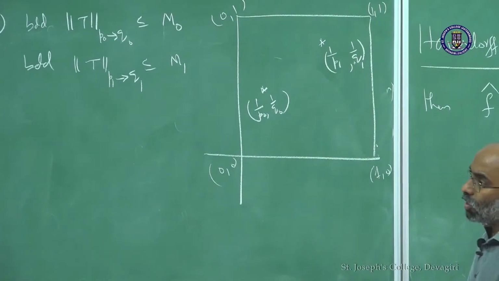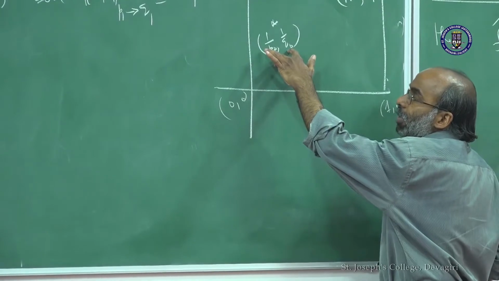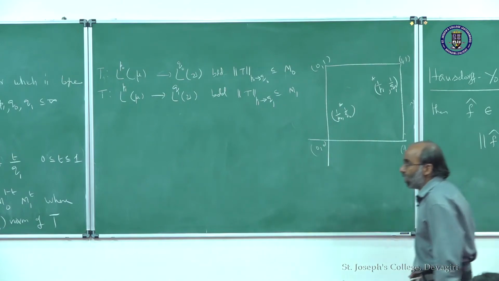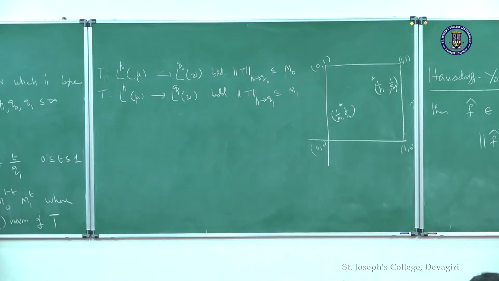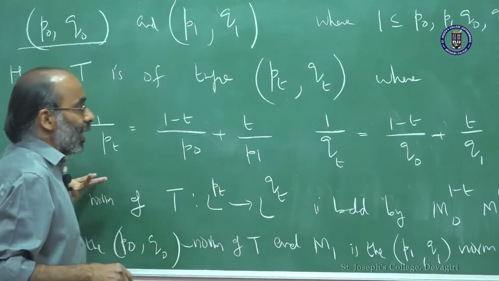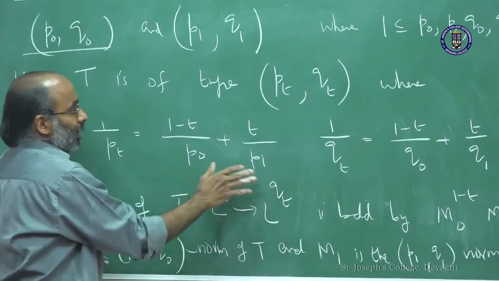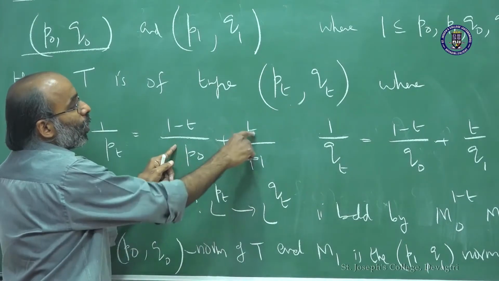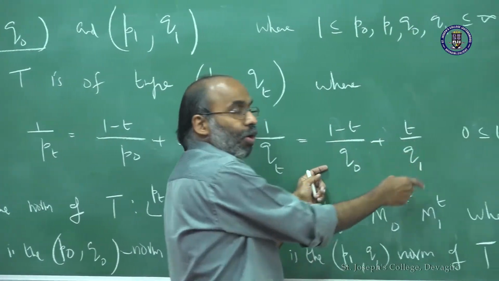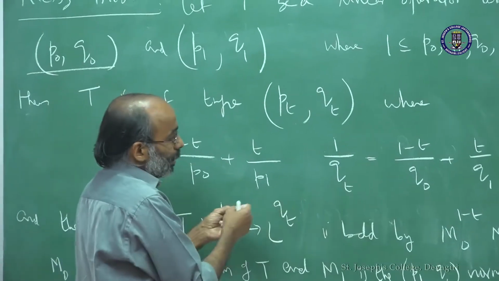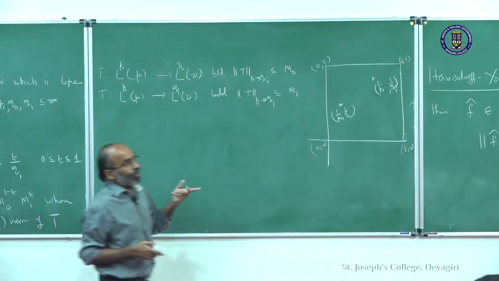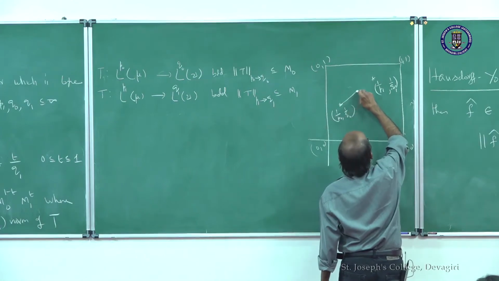Okay. So, T is of type (p0, q0), that means it is bounded there. Similarly, T is of type (p1, q1). Then T is of type (pt, qt) for every t between 0 and 1, where pt and qt are defined like this. So, how are they defined? If you look at this, this is the line joining 1/p0 and 1/p1, right, and this is the line joining 1/q0 and 1/q1. So, if I put together, this is simply the line joining (1/p0, 1/q0) to (1/p1, 1/q1). So, what you do is you simply join this line.